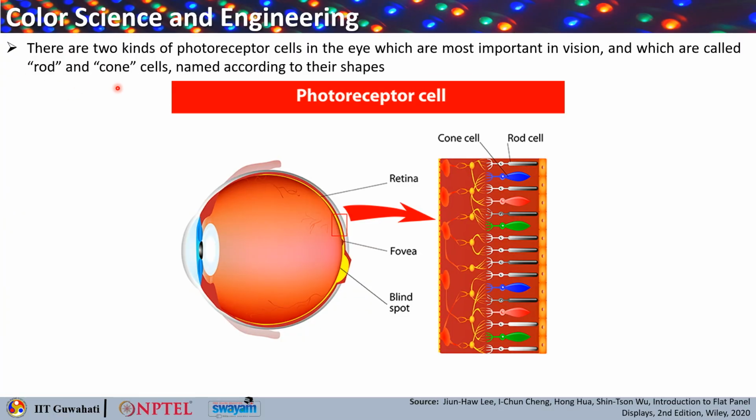These names are basically given based on their shape. Here you can see these cells are like rods, so you call them rod cells. These are like cones, so these are cone cells. This entire thing is the retina. This portion is called the fovea, and this is the blind spot where your optic nerve is connected.